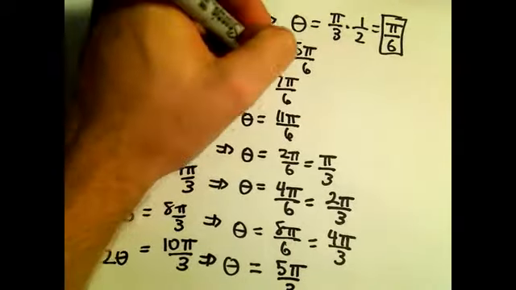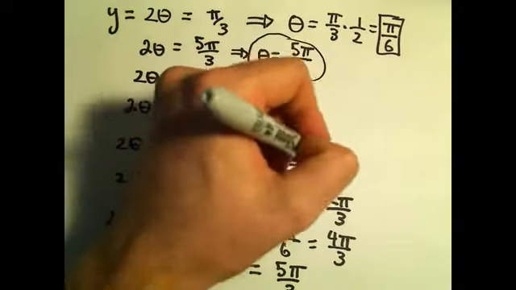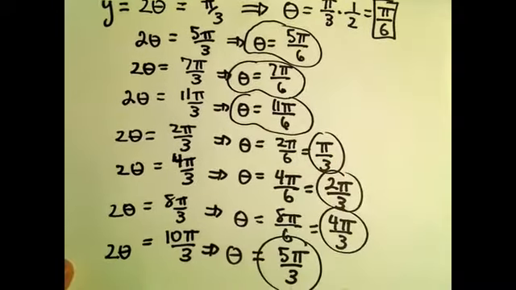So notice all of these solutions for theta. They all do fall in the interval 0 to 2 pi, just like we wanted.